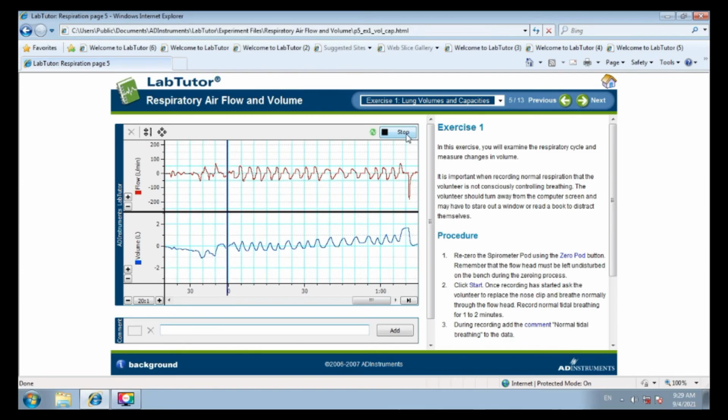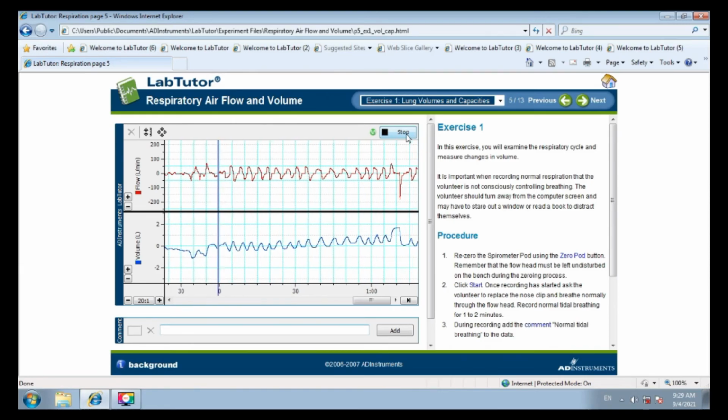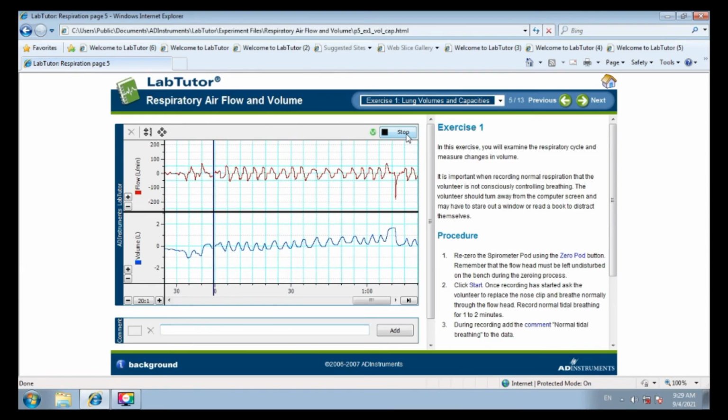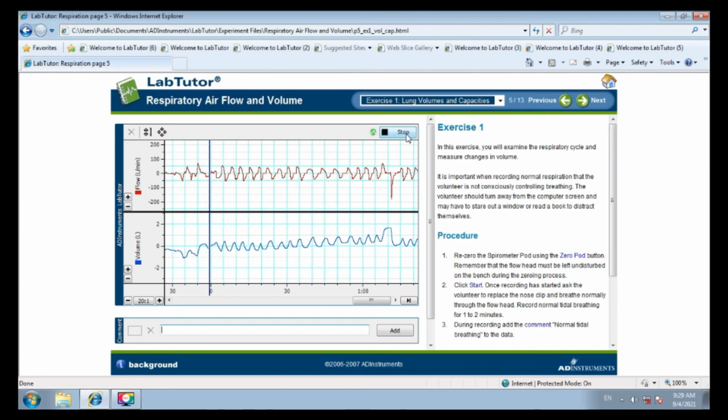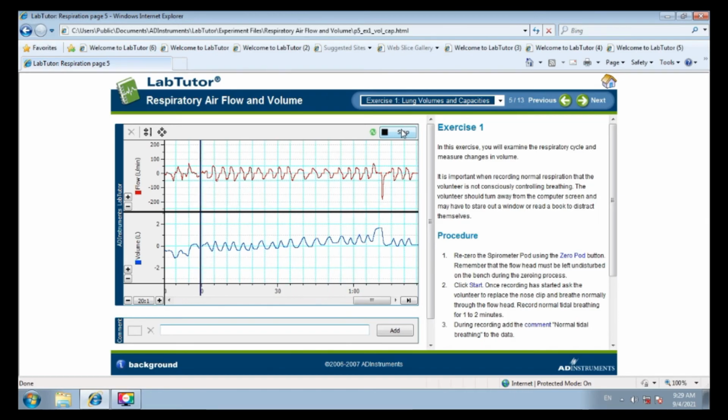And just after normal breathing, deeply inhale and exhale forcefully. And then stop the recording. So we have stopped the recording, and now this is the stage for analysis.